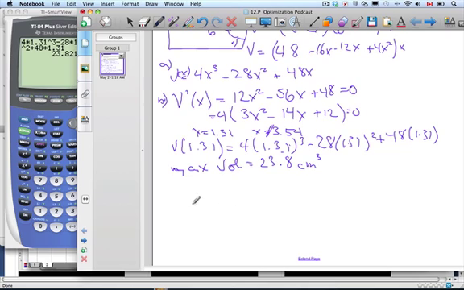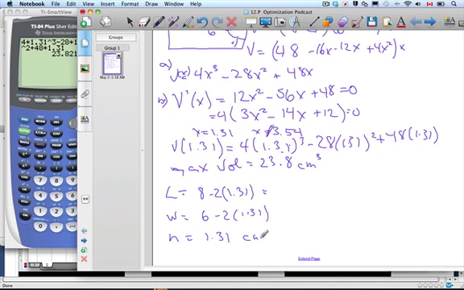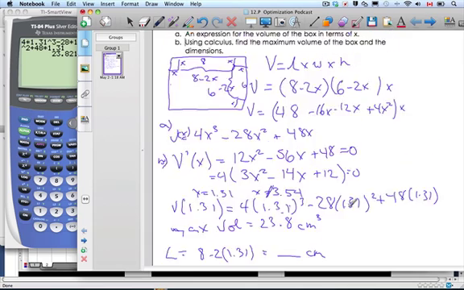So the dimensions of the box? I think that's what it originally had asked. The length is going to be 8 minus 2 times 1.31. The width will be 6 minus 2 times 1.31. And the height is just the 1.31 centimeters. This one you should find, centimeters. And that one you can do as well, centimeters. I think we've answered everything. All right, that's it for now.